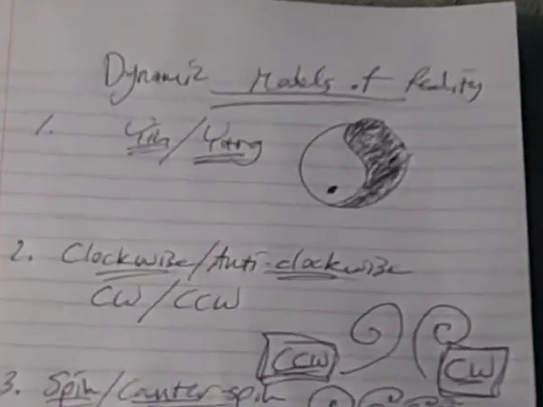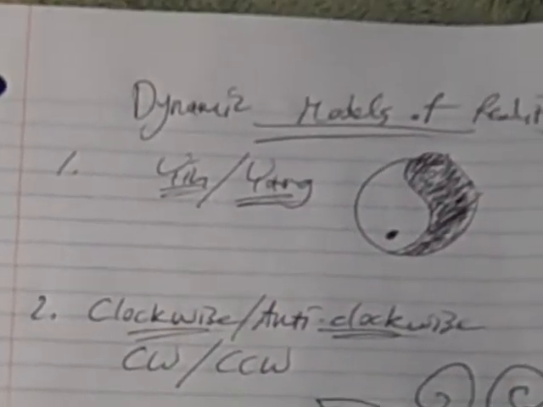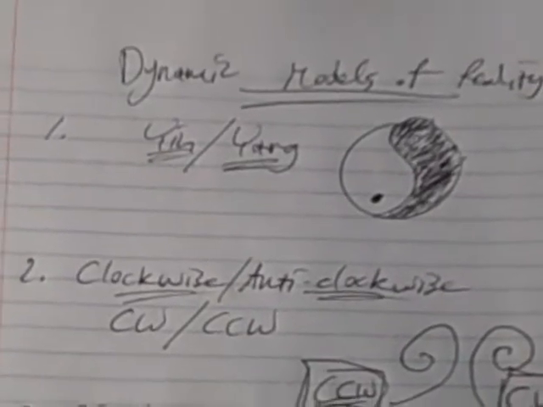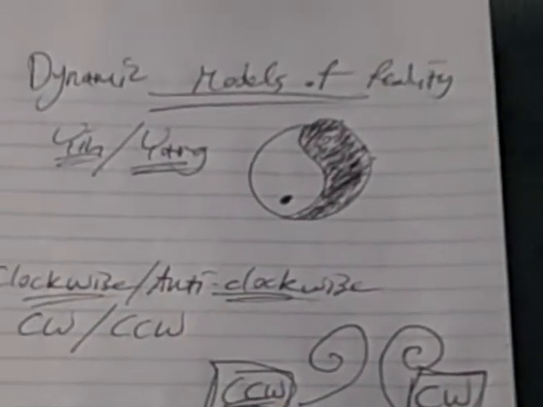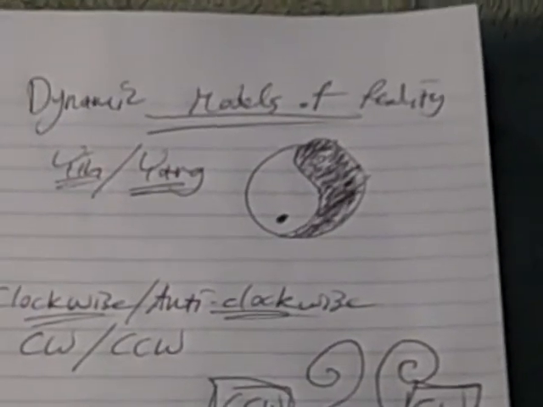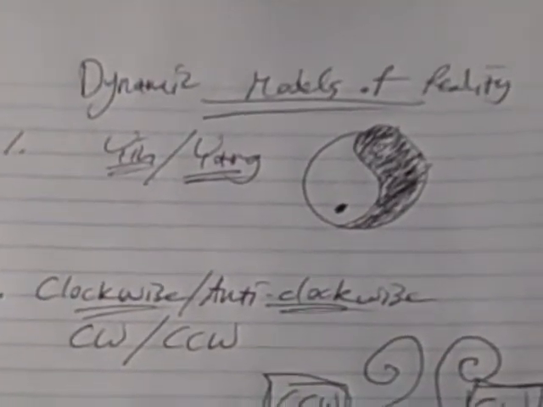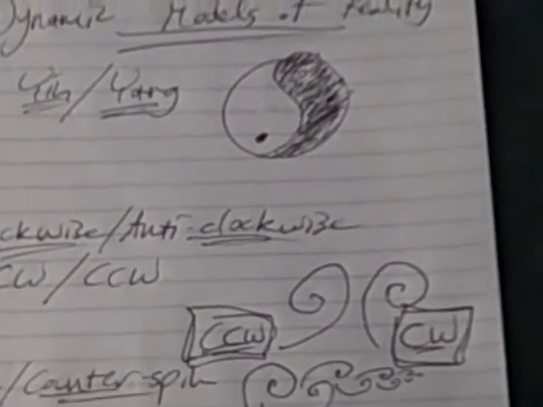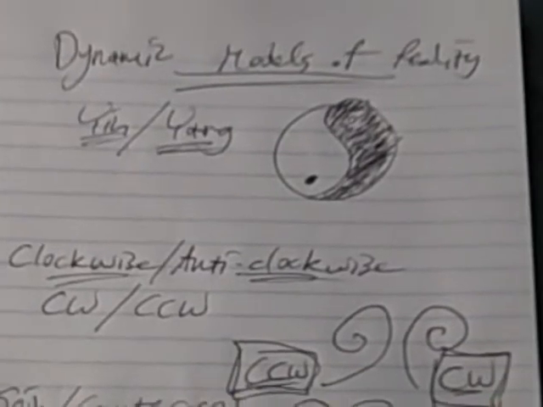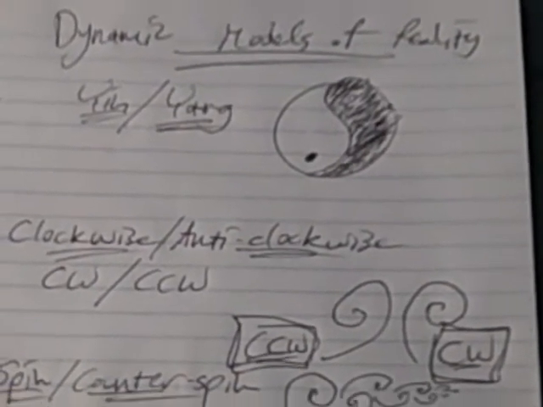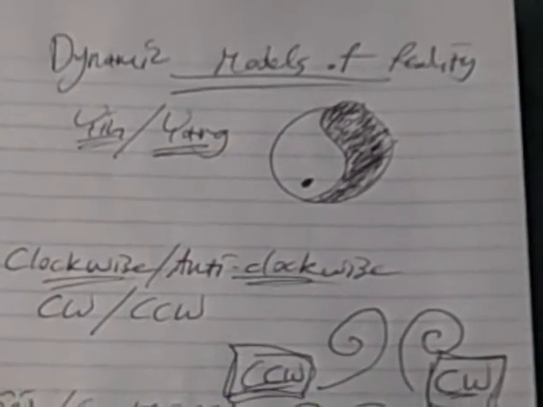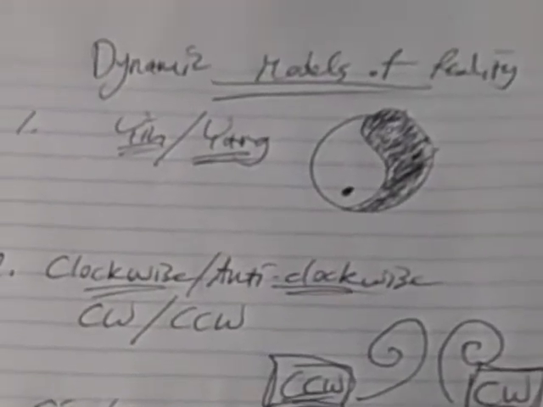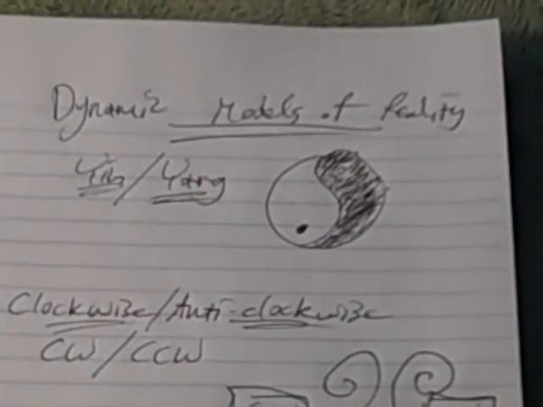Now, the original dynamic model of reality, from my perspective, is found in the Tao Te Ching. And that's the whole thing of the yin and yang. Now, this symbolism right here basically describes this principle in some way, though this may or may not be the best symbolism for it. So that's just the starting point, that the Tao Te Ching has this basic dynamic model of reality, the yin and yang.